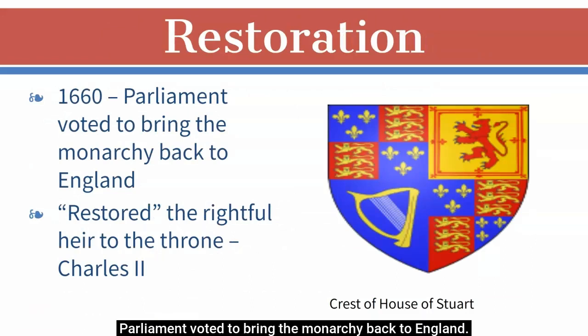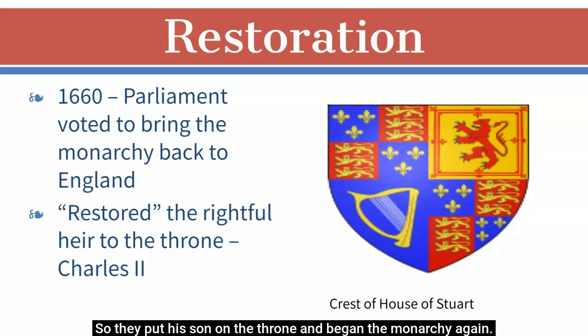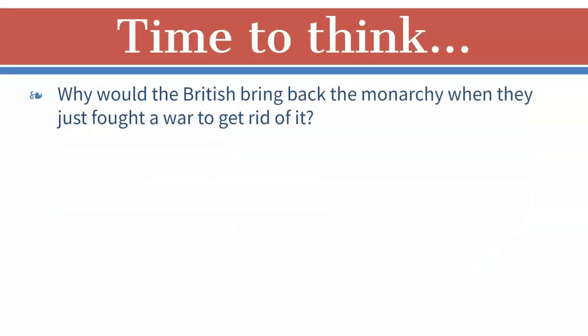Then the Restoration period happens. In 1660, Parliament voted to bring the monarchy back to England. They were tired of Cromwell's ways. They restored the rightful heir to the throne, who was Charles II. Big surprise here, he was the son of Charles I, who fled to Scotland and then got turned back over to England. So they put his son on the throne and began the monarchy again.